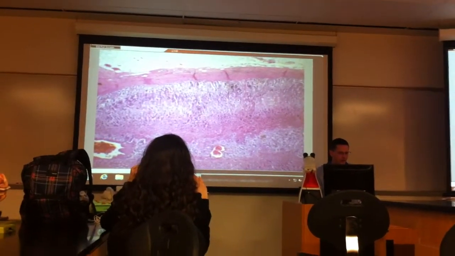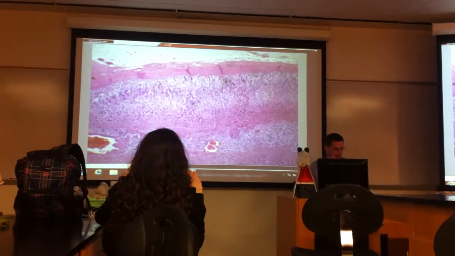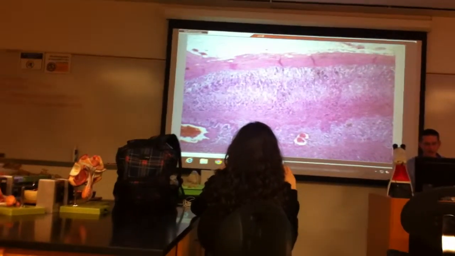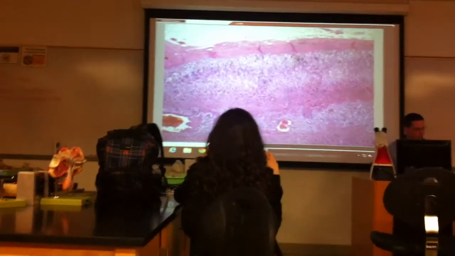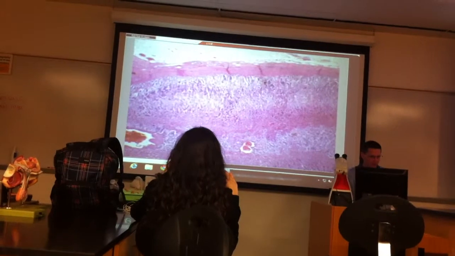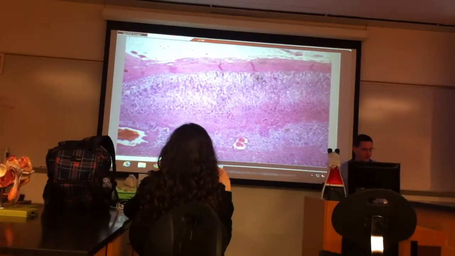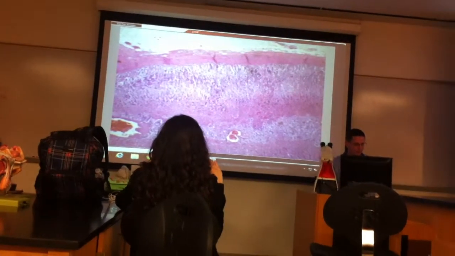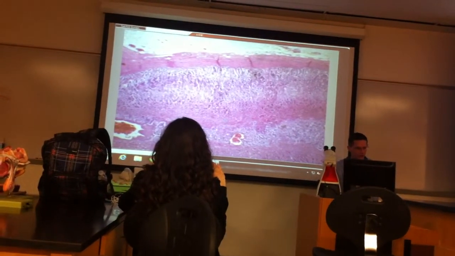This middle section is the biggest of the 3, and that's zona fasciculata. So zona fasciculata is the middle layer of the 3 cortical layers. And then zona reticularis is the deep one. Zona reticularis is the part touching the medulla. This deepest layer from here to here, that is zona reticularis.